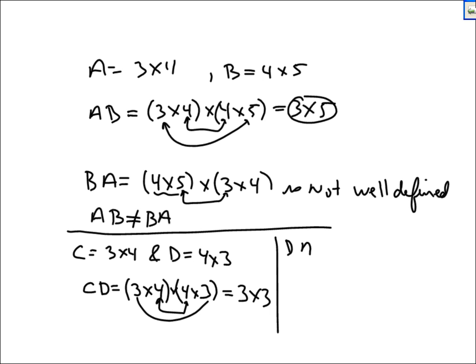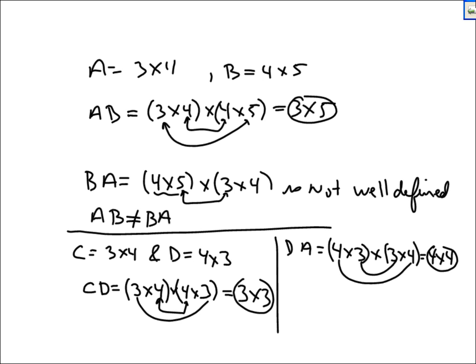What is DC going to be? Well, D is a 4 by 3, and C is a 3 by 4. Those numbers are the same, so we're looking good. We're going to get an answer, and the answer is going to be 4 by 4. Well, no 3 by 3 matrix can ever equal a 4 by 4 matrix. So here, CD does not equal DC.